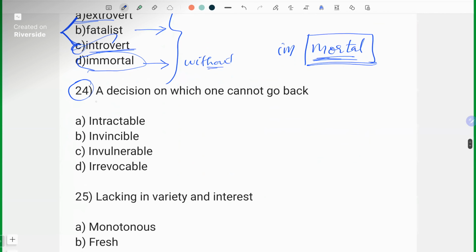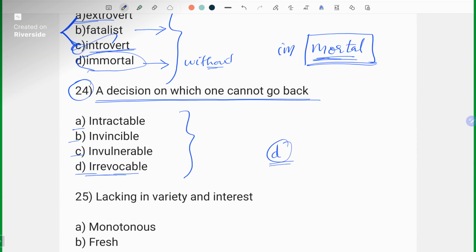Question 24. A decision on which one cannot go back. Option D, ma'am. Yes. Even if you are unsure of A, B and C, when you read option D you will know. Irrevocable means it cannot be changed. Something which cannot be changed back. Irreversible. That is the meaning. An irrevocable mistake does not have any amends.